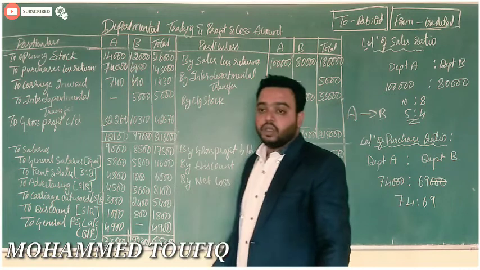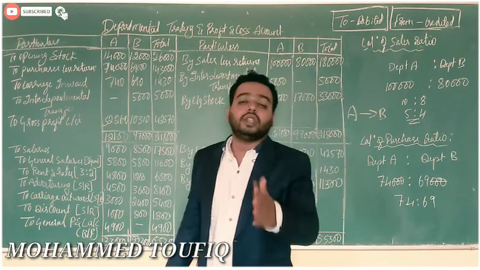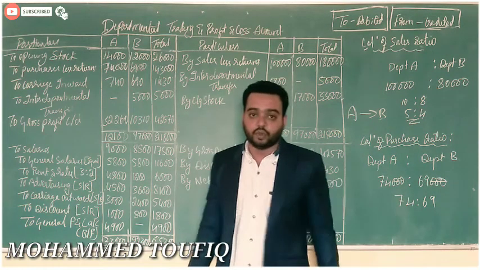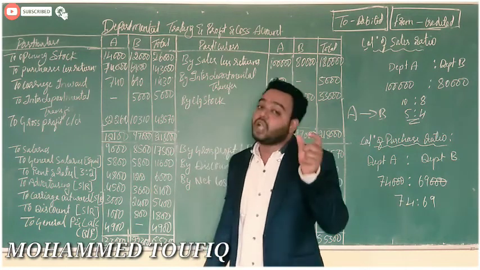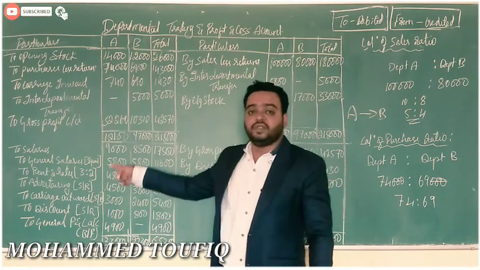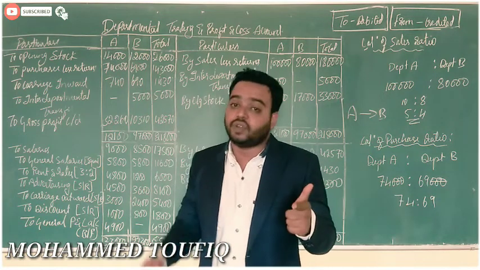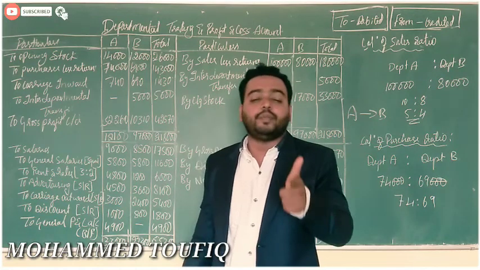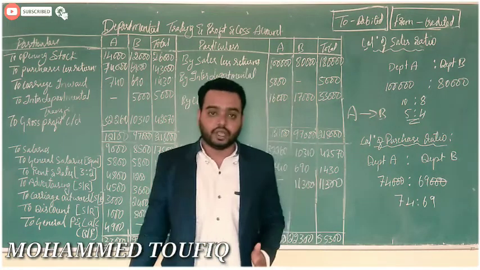After this, all the indirect expenses given in the question should be allocated on the basis of respective ratio. Now just see, excluding this insurance premium and accounting charges, any other indirect expenses given in the question we have to take here. Why are we not taking insurance premium and accounting charges? Because they have mentioned in the adjustment that these are not taken in the departmental trading and profit and loss account. We have to take them in the general profit and loss account.